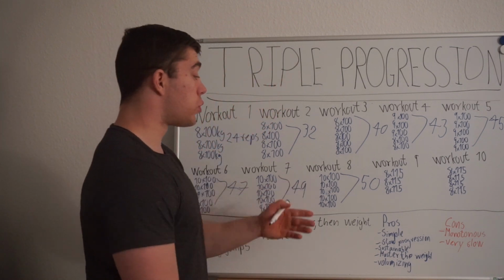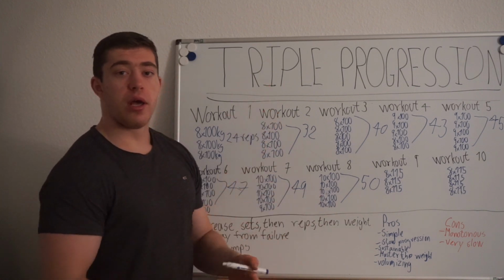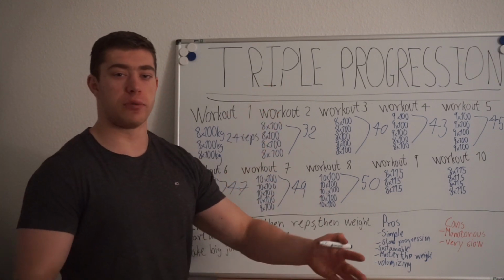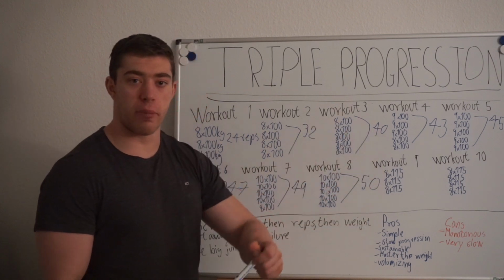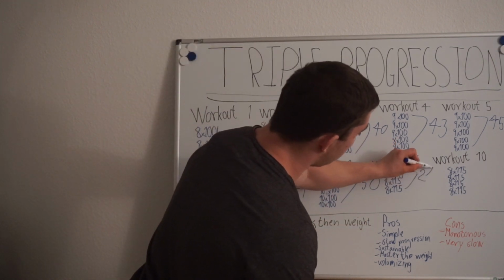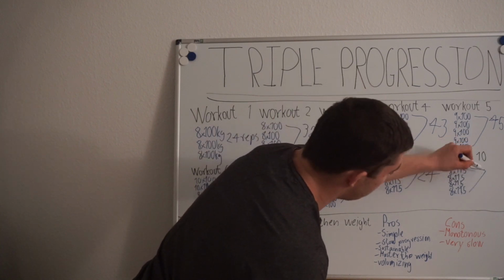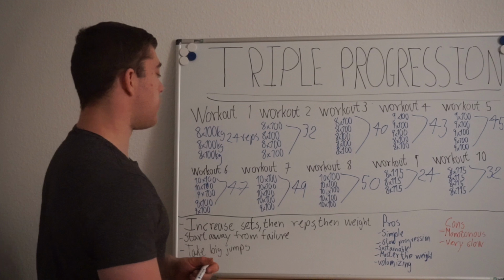We're going to drop the weight back to 3 sets of 8. So we are lowering the total workload by a huge amount, which allows us to increase the weight and build back up again. So again, 24 reps here, 32 reps, and then so on up again.